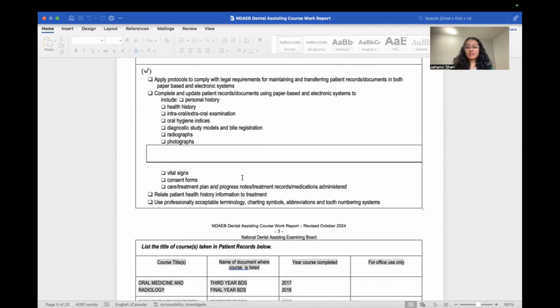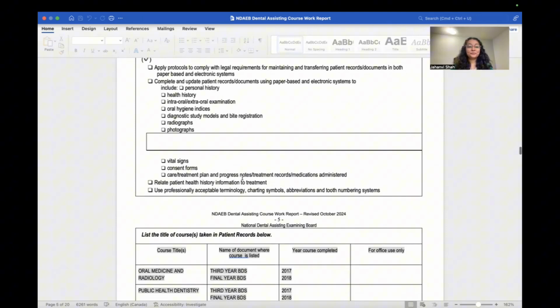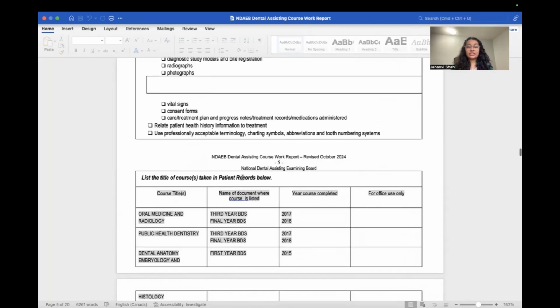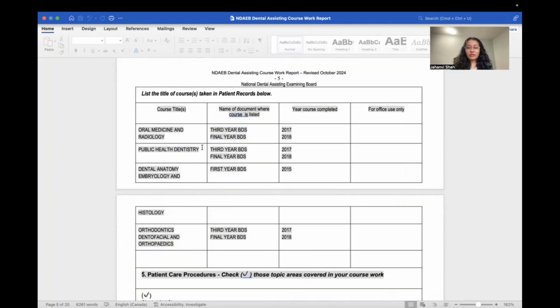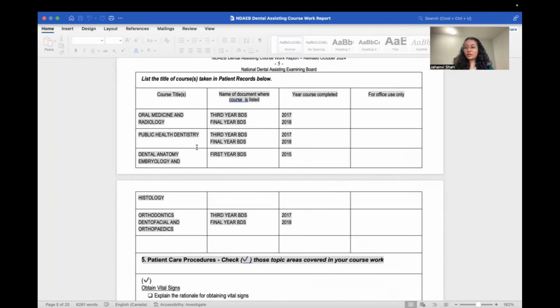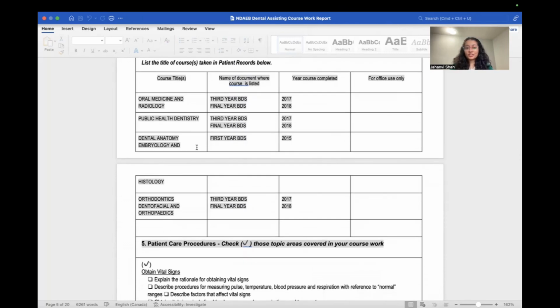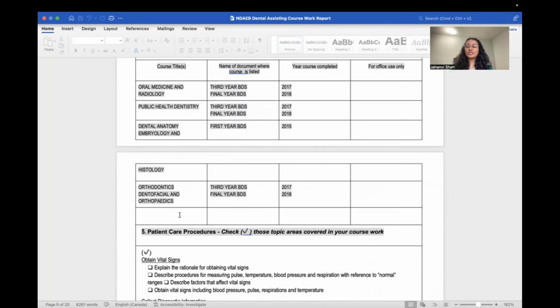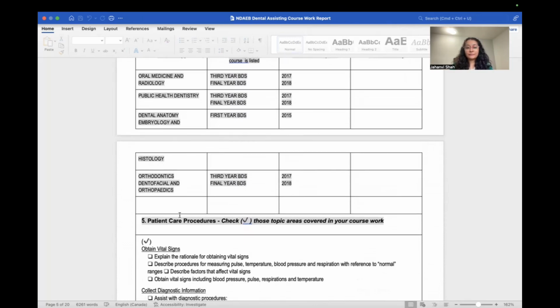Complete and update patient records using a paper-based and electronic system, which include health history, intraoral documents, extraoral documents, oral hygiene indices, diagnostic models, bite registration, vital signs, relating patient history information to the treatment plan if something is contradicting. Once you narrow down everything, I was taught all of these in oral medicine and radiology, of course in public health dentistry, dental anatomy, embryology, and histology. And when we talk about the impressions or the bite registration, we have taken them in orthodontics, dentofacial, and orthopedics, which again was taught to me in third year and final year.